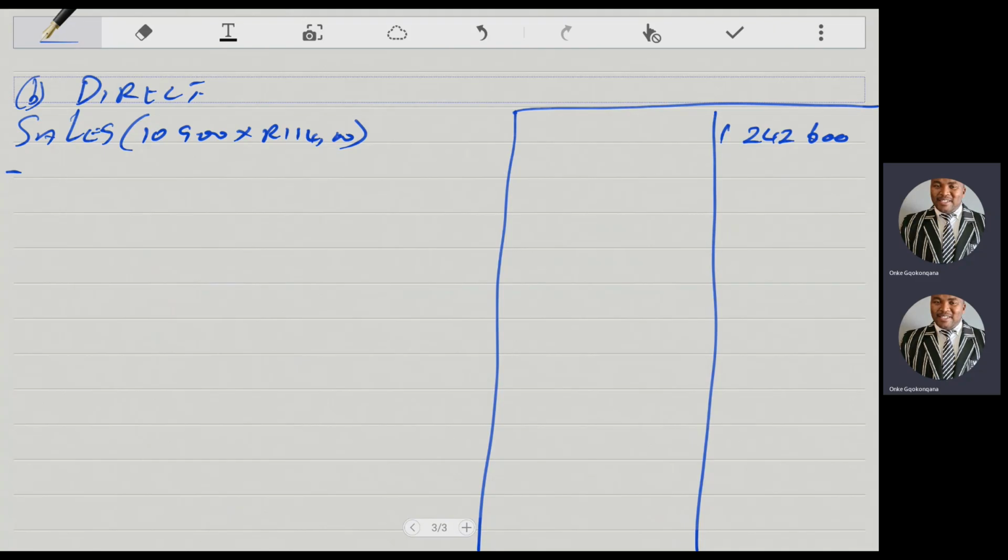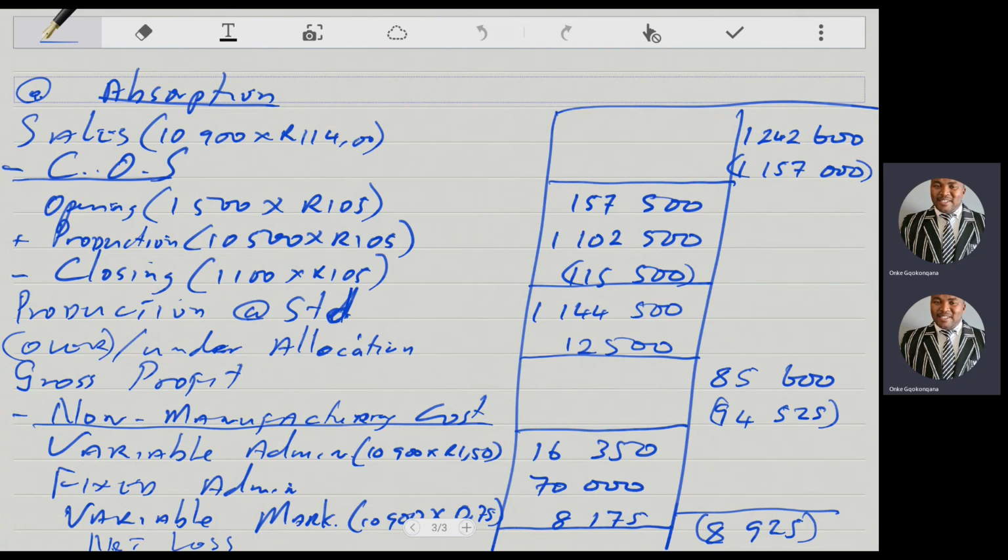Now instead of saying minus cost of sales, we say minus variable cost. And we said variable cost, irrespective whether it is your variable production or variable non-production. As long as it's a variable cost, we have to minus it there in this first column. So we start with our variable production, where you'll see we're looking at the opening. We've got the opening of 1,500.